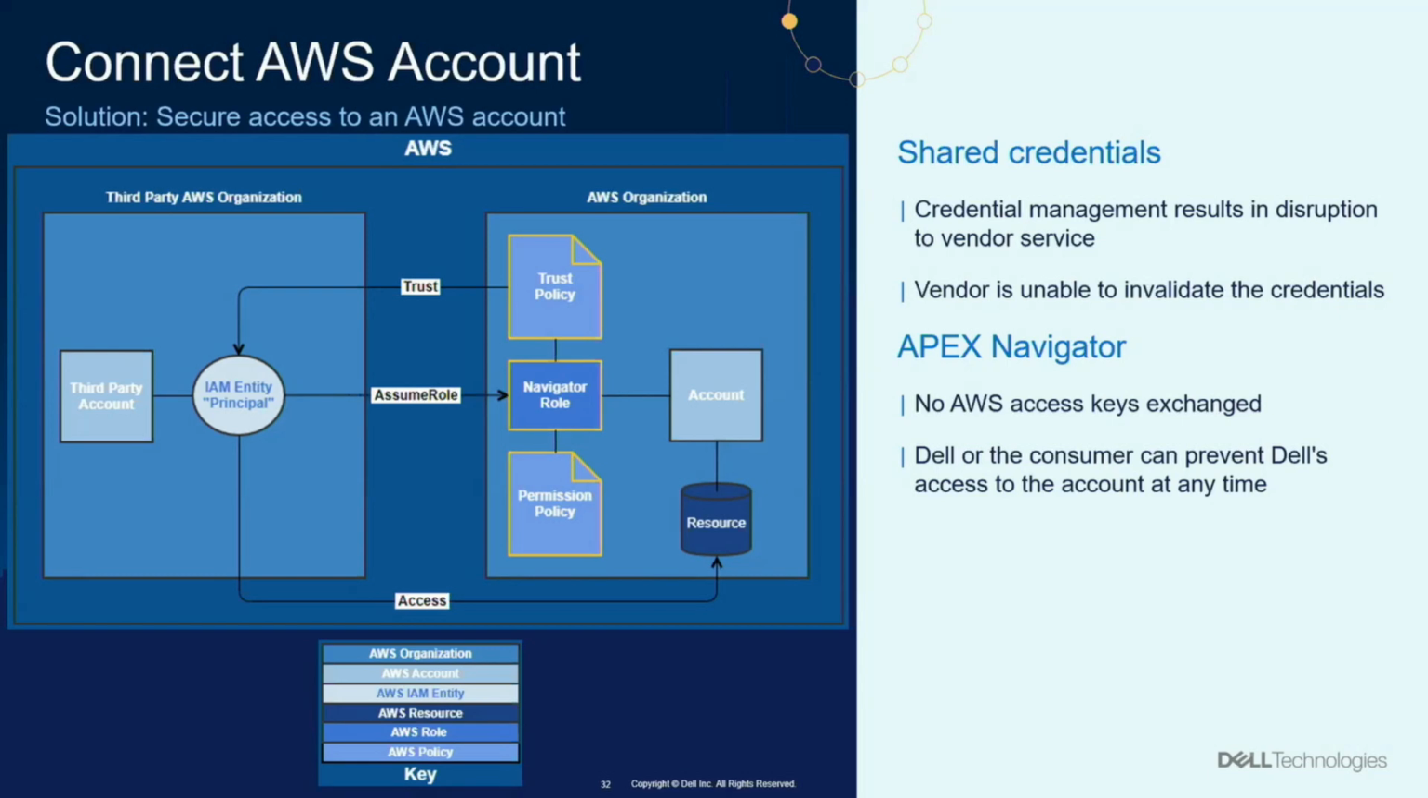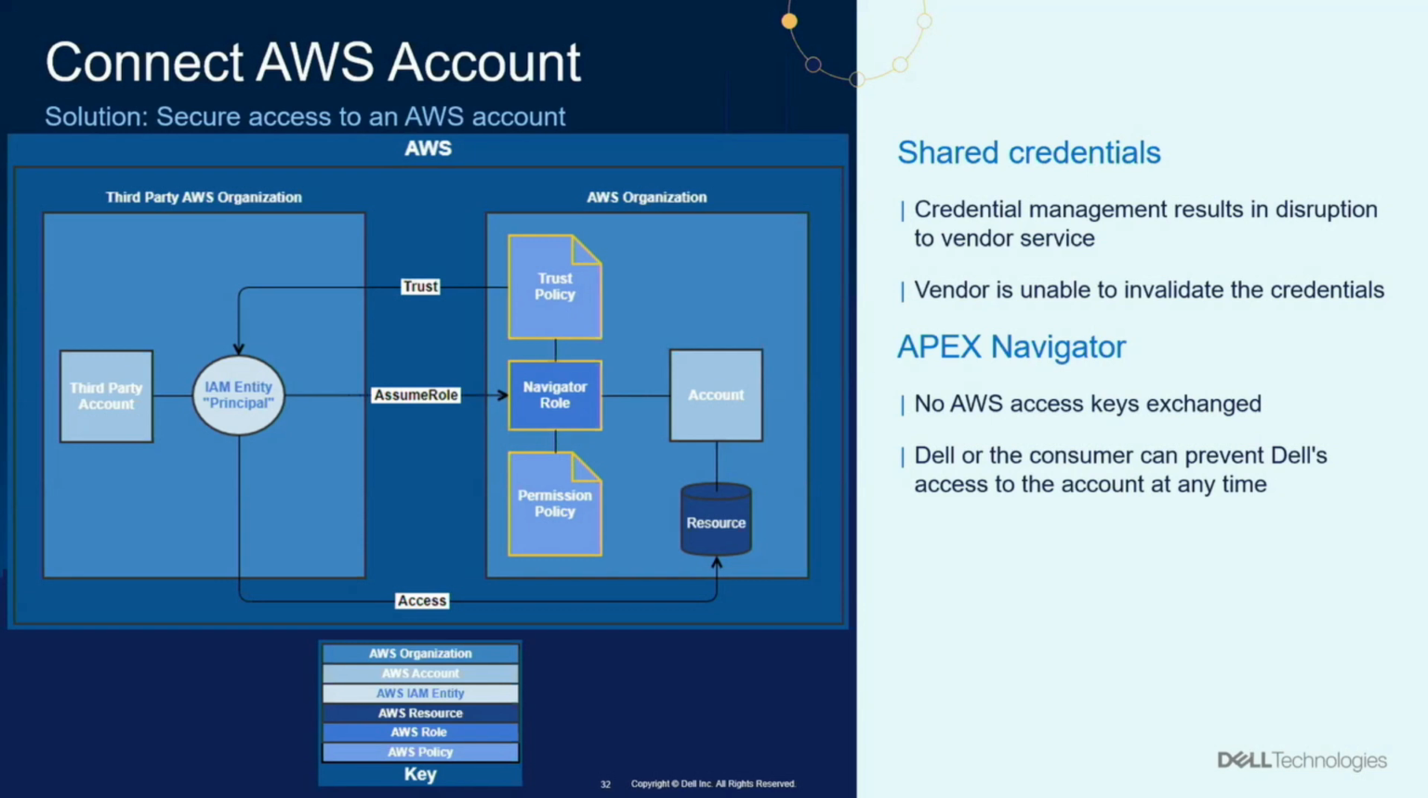On the right, you'll see the consumer's AWS account, and what's needed is to create an AWS role. With that AWS role is a trust policy, and what the trust policy does is explicitly say who can access or who can assume this role, and that's an AWS IAM entity, referred to in the trust policy as a principal. This trust policy is automatically generated, unique to the consumer and the account by APEX Navigator, and we'll give the policy to the customer to install with their role.